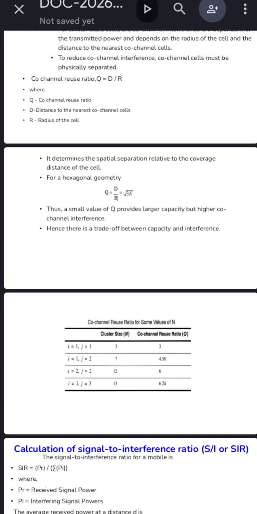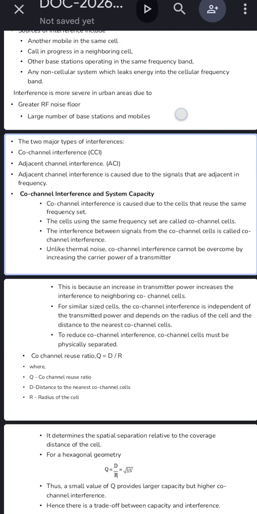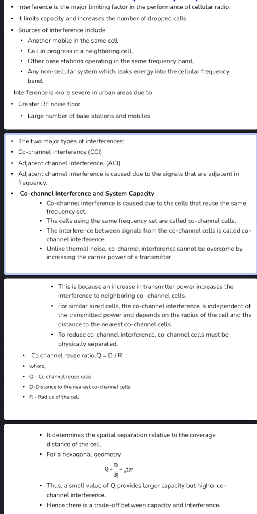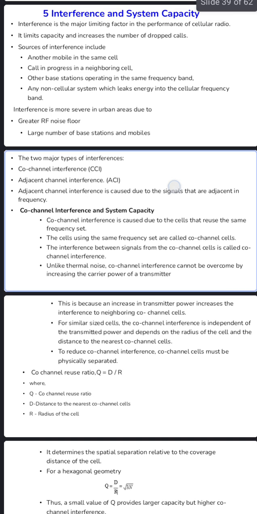So now we know very well about interference and system capacity. Again, we will recall some points. Sources of interference include another mobile in the same cell and also a call in progress in a neighboring cell, other base stations operating in the same frequency band, and any non-cellular system which leaks energy into the cellular frequency band.